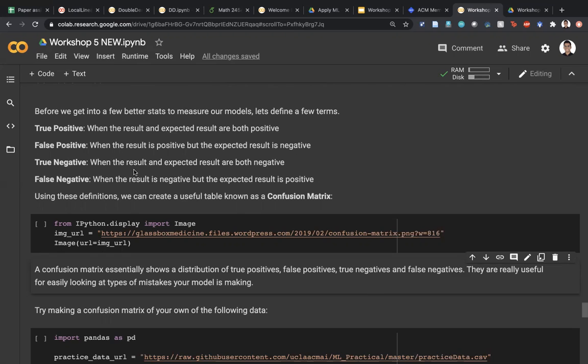Okay. What are you confused about? Is it just all four definitions in general? Cool. Let me run through the definitions one more time. On the thing it says false positive, actual result is positive, expected is negative. Yep, it does say that.